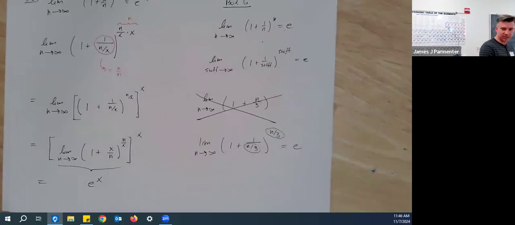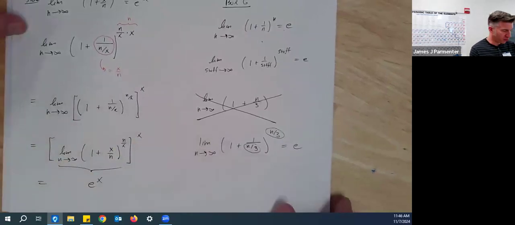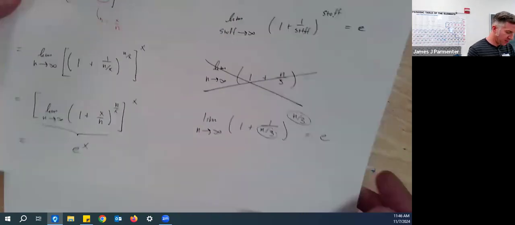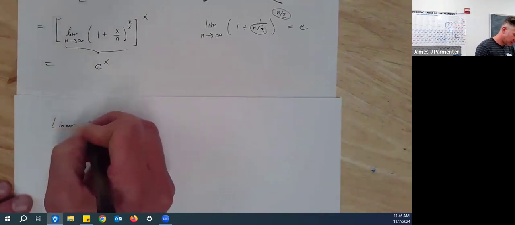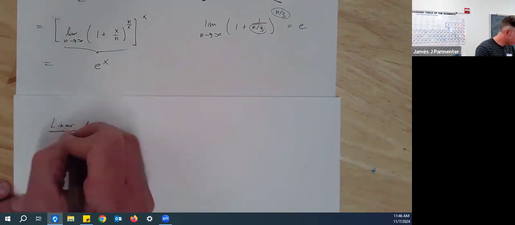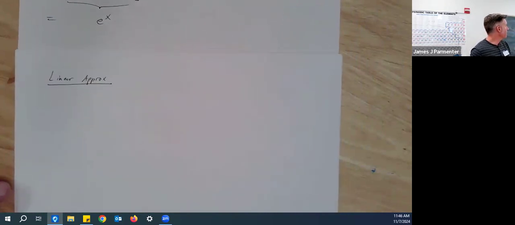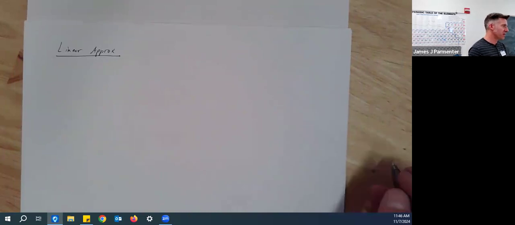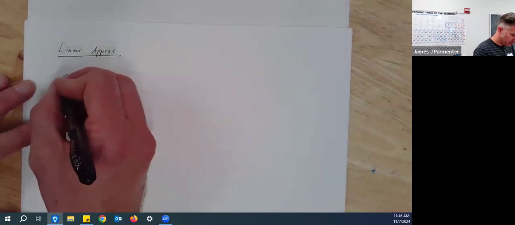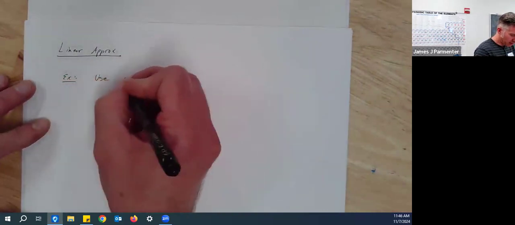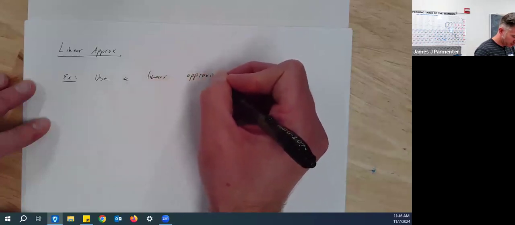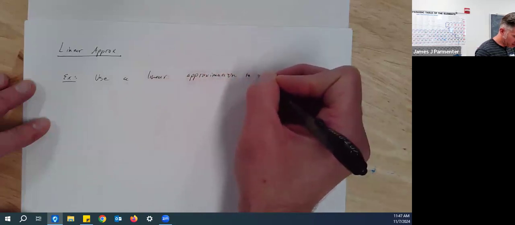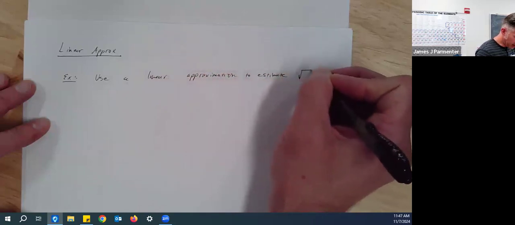All right, the other thing I was going to talk about, let me just give you a brief idea of what's happening with section 3.8 linear approximations. I'll give you one very quick example. Linear approximation is just a terrible name for the equation of the tangent line. So for example, and here's kind of the most typical example, I want to use a linear approximation to estimate the square root of 10.